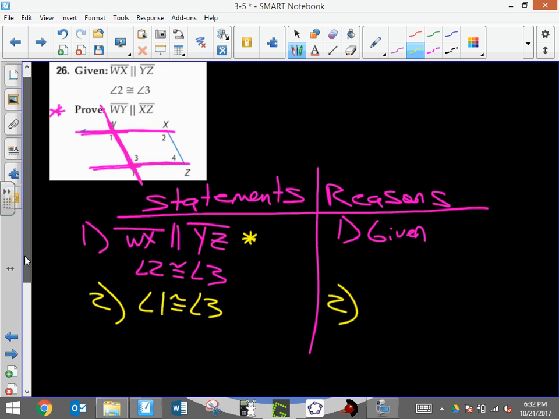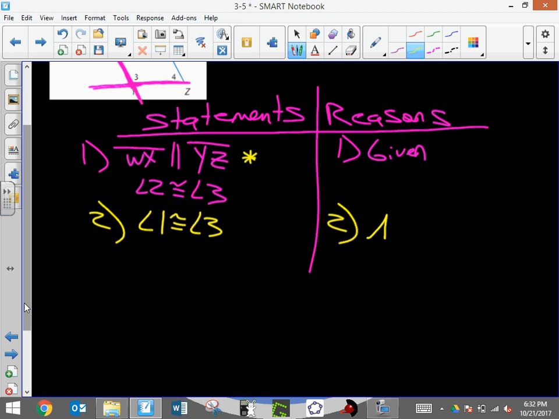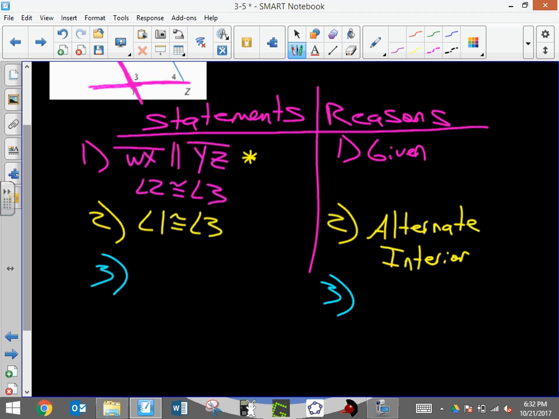So I'm going to put angle 1 is congruent to angle 3 by alternate interior angles. Next, I want to use my given, the other part of my given, and the part in yellow here. Well, I have angle 2 is congruent to angle 3, and I have angle 1 is congruent to angle 3, which means that angle 1 should be congruent to angle 2.